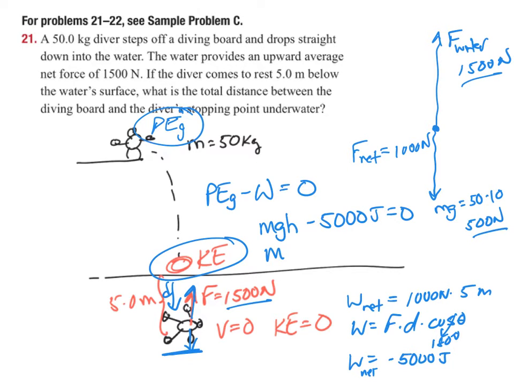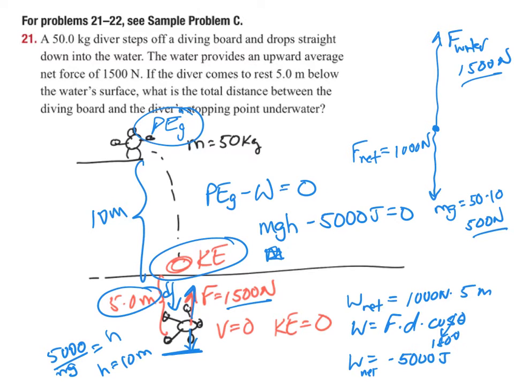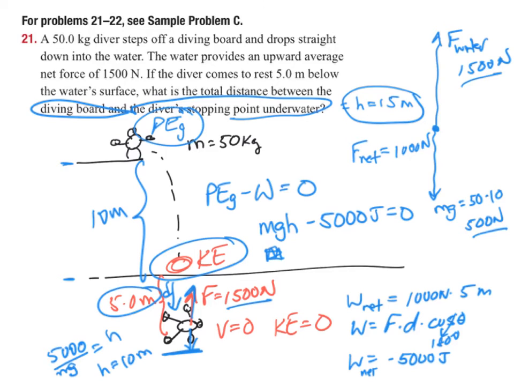So let's solve for h. 5,000 divided by mg equals the h. Well, with the m and g, h is going to be 10 meters. That's this 10 meters right here, plus the 5 he went into the water. So the total, because they asked about the distance between the diving board here and where he stopped, so it's not to the surface of the water. So the total is 15 meters. Okay, so that was problem 21.